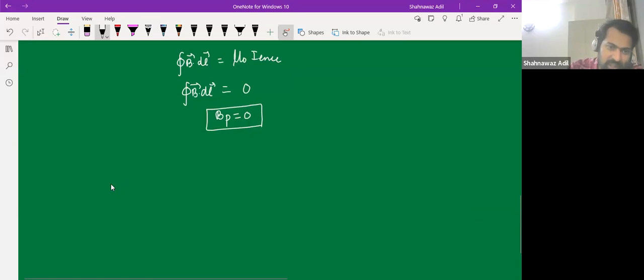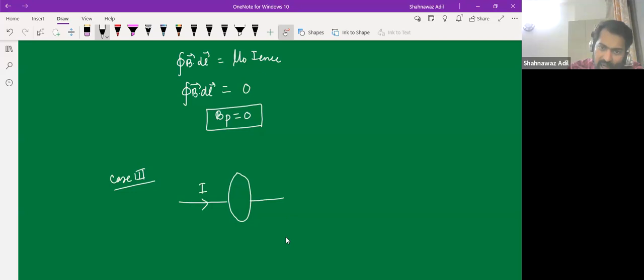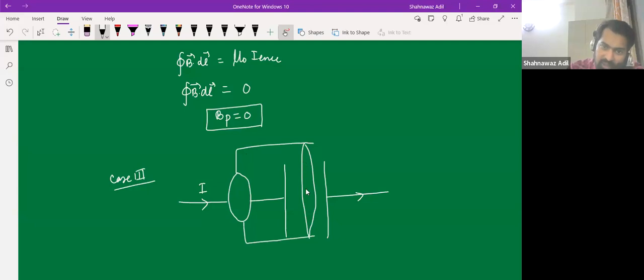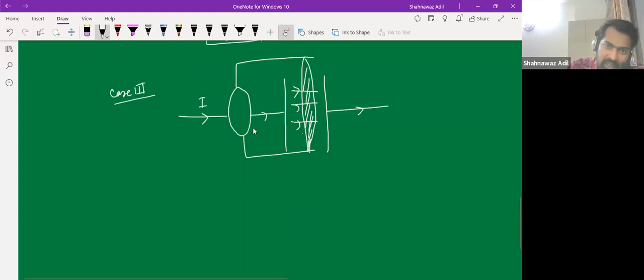And again, we can take another example. Let's say we have the third case, and again I have this surface. This is again the open one, and the current is passing through this one. And I take a tiffin kind of surface. This is the tiffin that I have. So now this is my surface. There is no current passing through this region, and there is no current passing inside this surface.